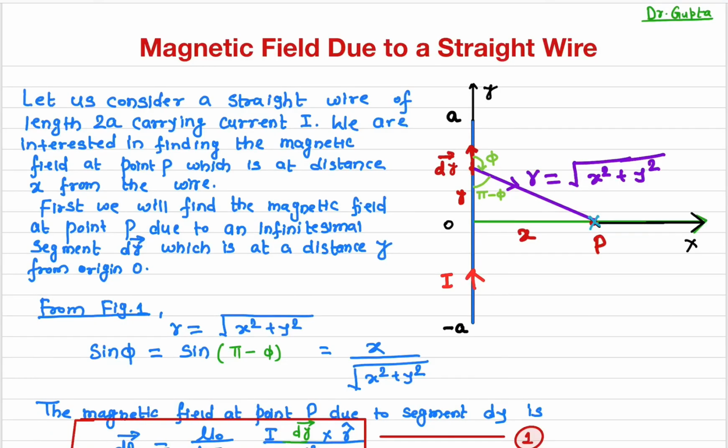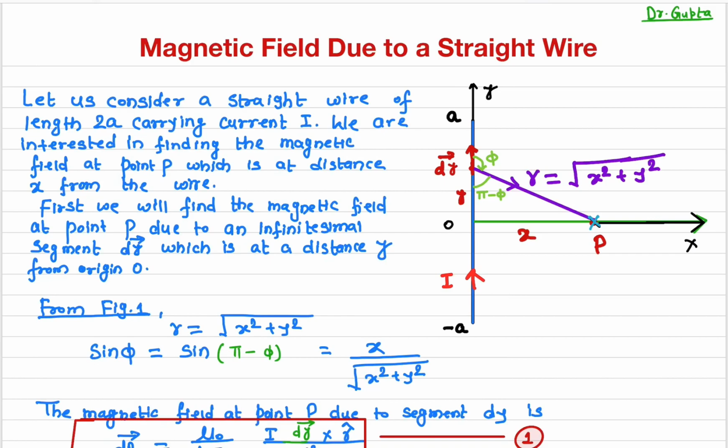In the last video, I talked about the Biot-Savart law, which tells you how to find the magnetic field due to a current carrying wire. And in this video, I will use the Biot-Savart law to find the magnitude and direction of a magnetic field due to a straight wire.